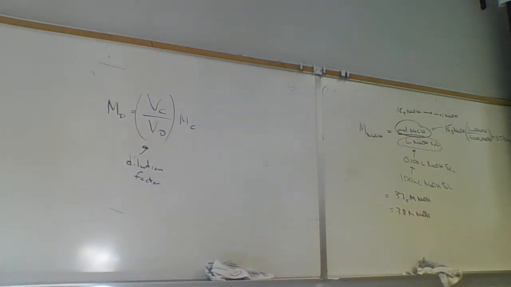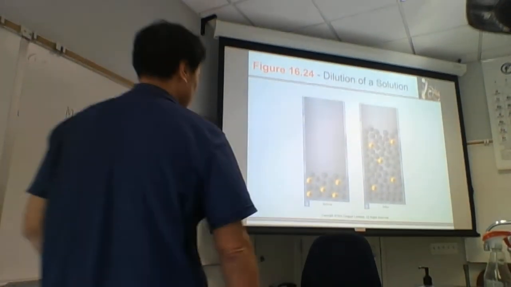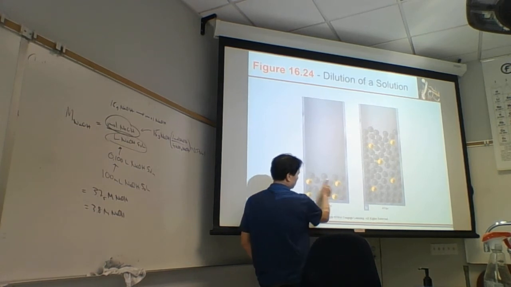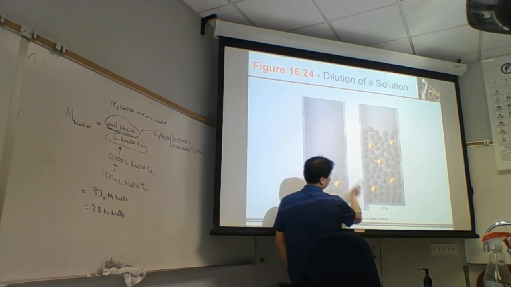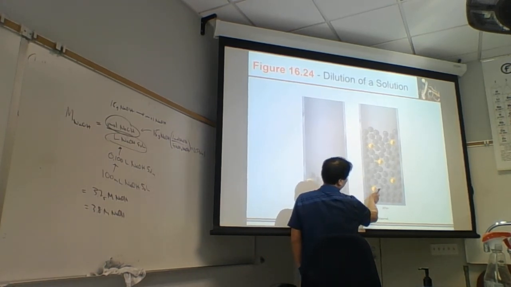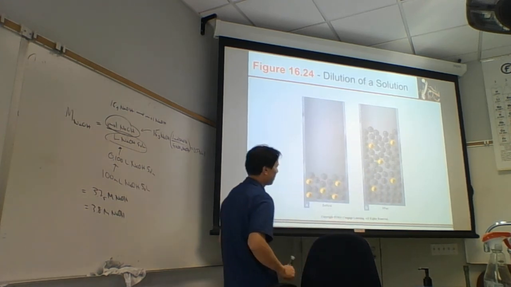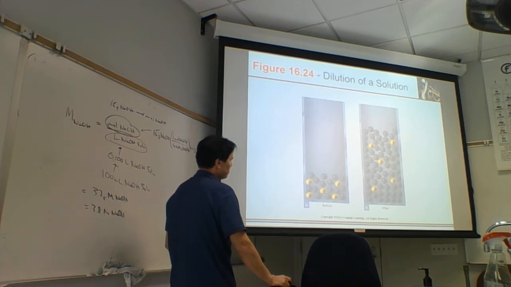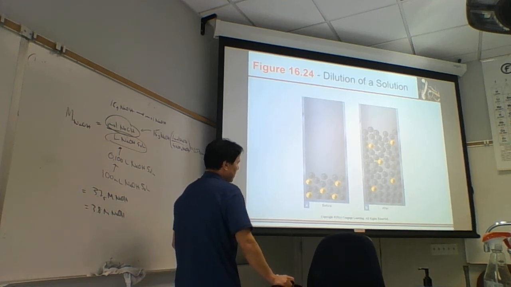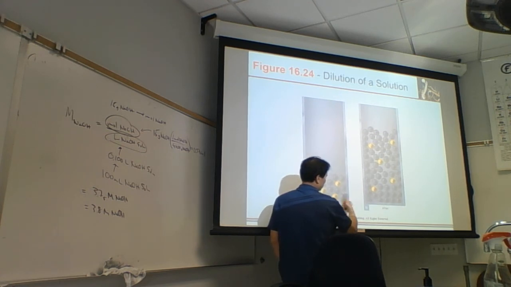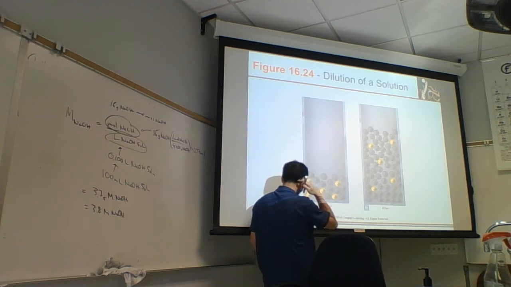We can see that illustrated in this slide here. If we look at the solute, the moles of solute don't change. So here we have 5 solute particles. This is concentrated. Then we're going to add more solvent and make it dilute. This is dilute, but it still has the same 5 solute particles, just the volume is bigger. So there's the same number of moles before and after. So that's where that equation comes from.